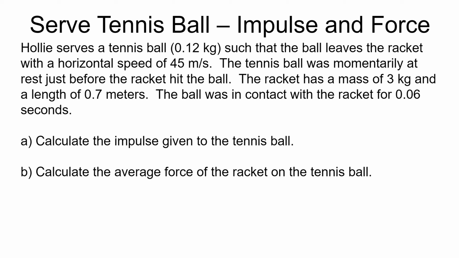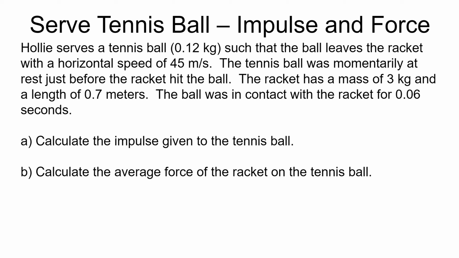So Holly is serving a tennis ball, 0.12 kilograms for the ball, and we're going to take this physics problem to describe a situation where the ball leaves the racket horizontally. We're not going to be worried about vertical motion in this problem, just dealing with horizontal motion. And the speed the ball leaves the racket with is 45 meters per second. After the contact with the racket has finished, the ball has achieved 45 meters per second.